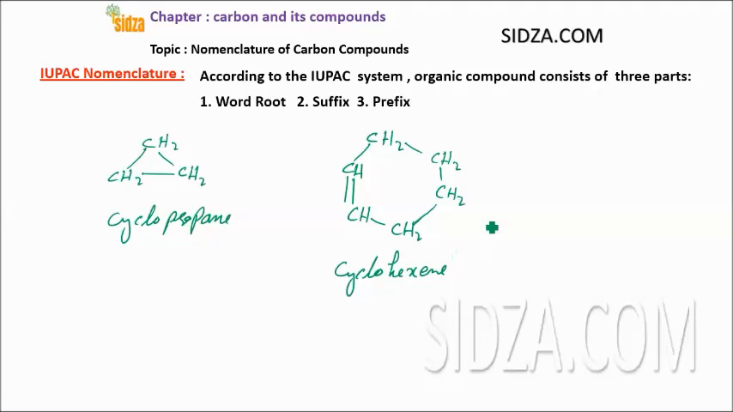This is a cyclohexene. So let's take one more molecule, CH2 single bond CH2 single bond CH, double bond over here, CH, CH2 single bond over here. This is again a cyclo, and 5 carbon atoms, 1, 2, 3, 4, 5, so pent, and double bond is there, so cyclopentene.